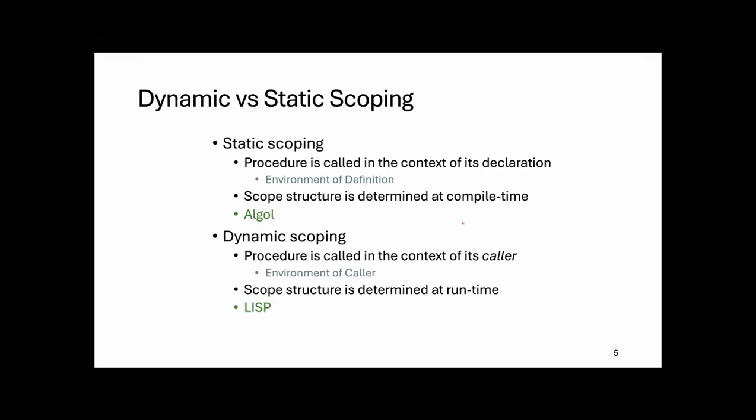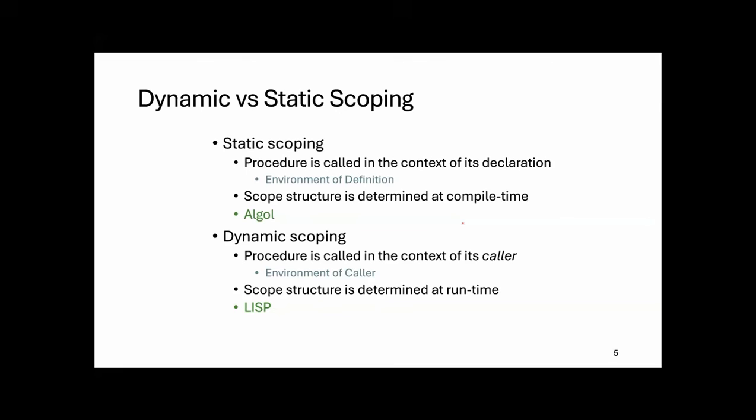So now when we decide the scope of variables within the block itself and what values it actually gets, what value do we actually give to our names inside the blocks? We have to go to something called dynamic and static scoping. So you can either pick dynamic scoping or static scoping, and we're going to give an example to better understand the difference between both. So in static scoping, the procedure is called in the context of its declaration. So basically the environment of definition, and the scope structure is determined at compile time. And we're going to see an example to better understand that.